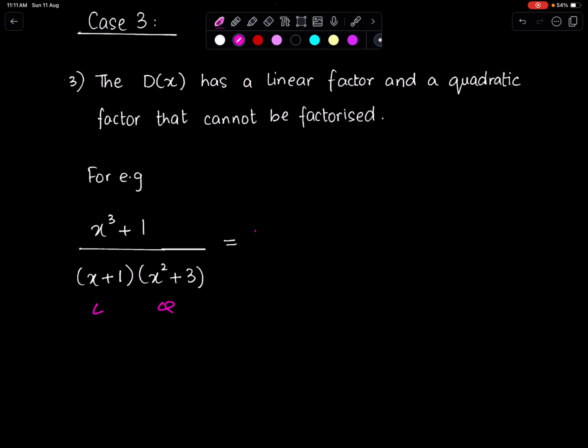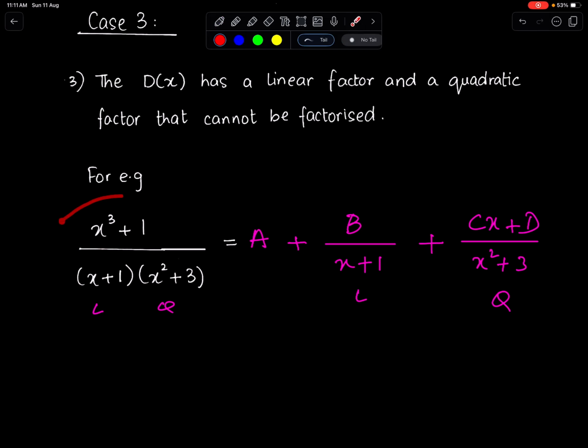And since the fraction is improper, write a constant. Now make two fractions for the two factors, one for the linear and one for the quadratic. This factor is linear, so write a constant here. This factor is quadratic, so write a linear expression here. So this is a way to split improper fractions of all types.